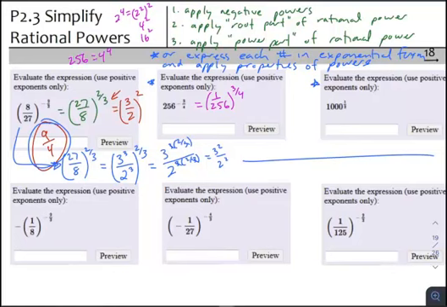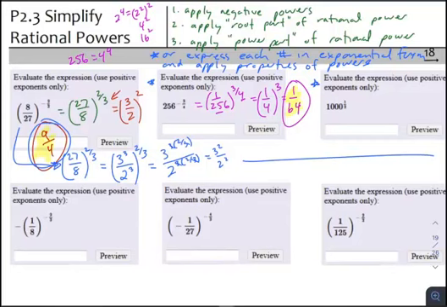So 256 is 4 to the 4th. When you look at that process, if you apply your fourth root to 256, you get 4, so 1 over 4. The power of 3 is still involved. We haven't applied it yet. So now we cube both the 1 and the 4, and that gives us our answer, 1 over 64.